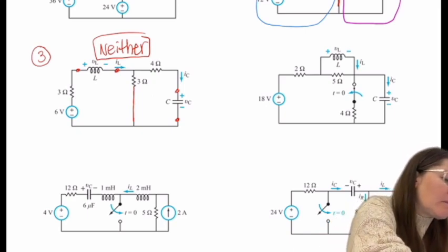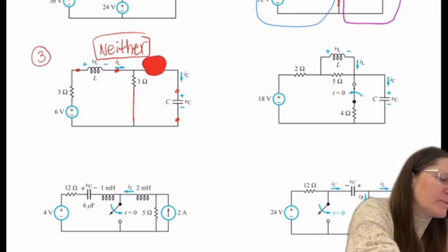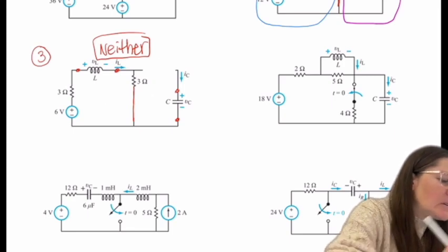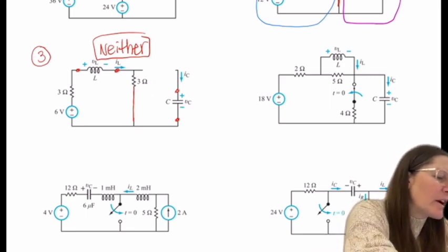What if, oops, that was not there. Wrong one. What if this was a wire instead? Does that make any difference?